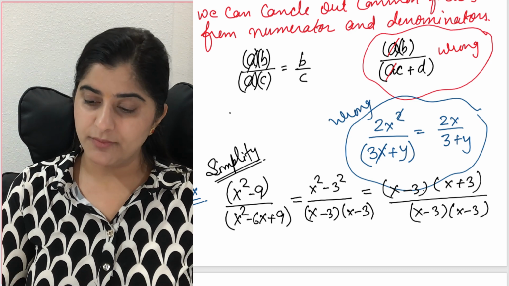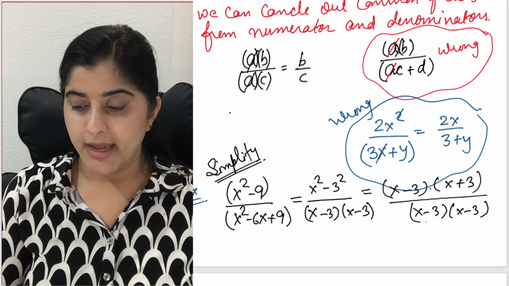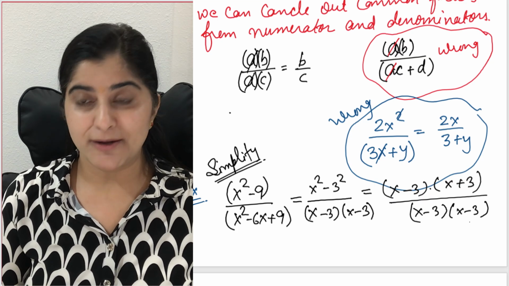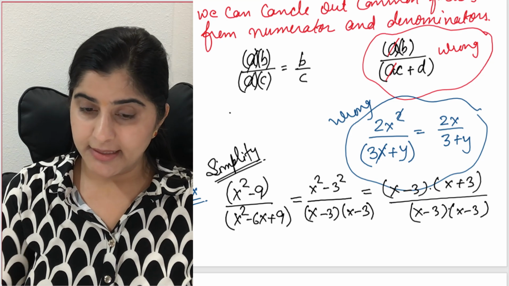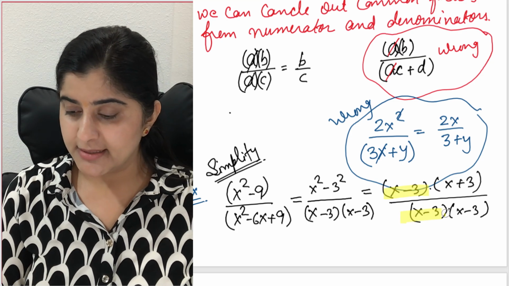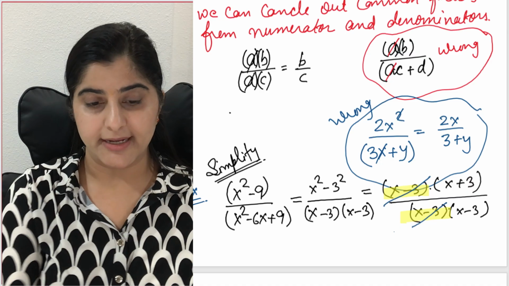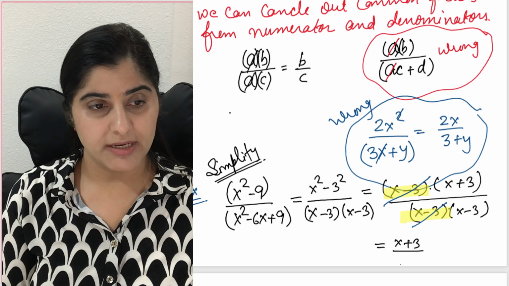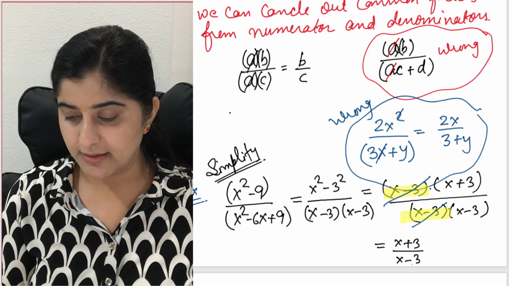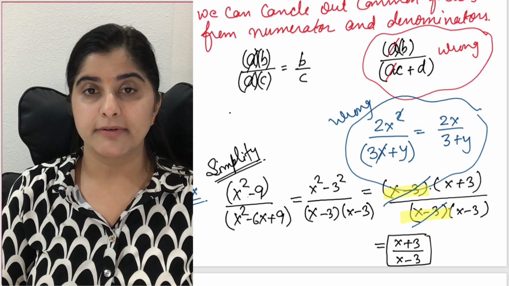Now you see that we have two factors multiplied together in the numerator, and the same thing, we have two factors in the denominator because they are connected with the multiplication sign, and this factor is the same as this factor. So we can cancel this whole factor with this whole factor, and we are left with x plus 3 in the numerator and x minus 3 in the denominator, and this is the simplified version of the given expression.